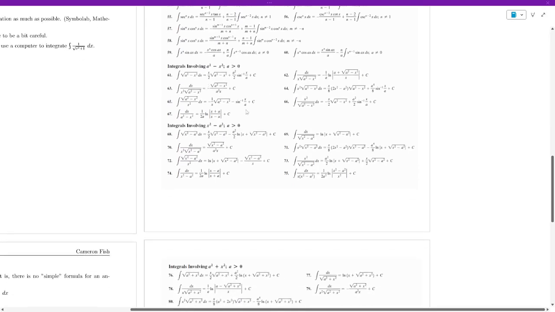And then here, there are a lot of messy looking things, like square roots, and stuff with a squared minus x squared, x squared minus a squared. These are basically all versions of trig inverses and various substitutions.